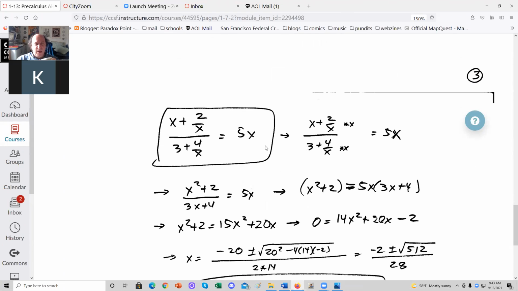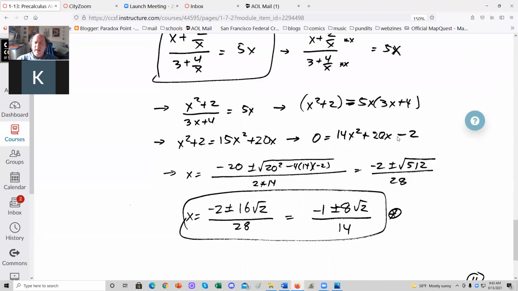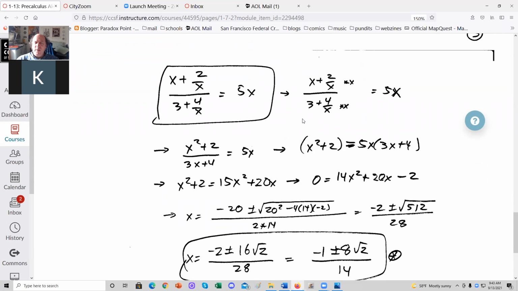Complex fractions. (x plus 2 over x) divided by (3 plus 4 over x) equals 5x. Well, this left side thing, the best thing to do is to multiply numerator and denominator by the common denominator, in this case, x. (x plus 2 over x) times x, over (3 plus 4 over x) times x, equals 5x. After some multiplying, you get (x squared plus 2) over (3x plus 4) equals 5x.